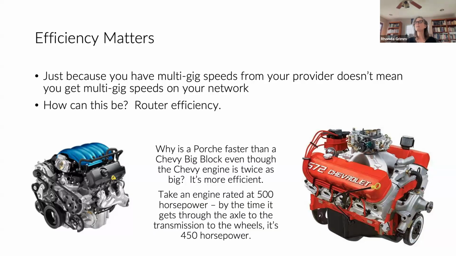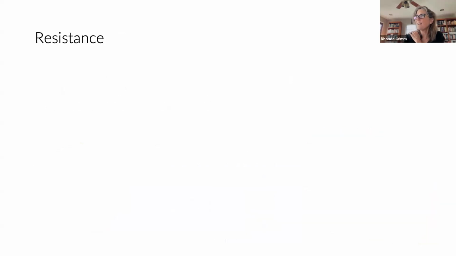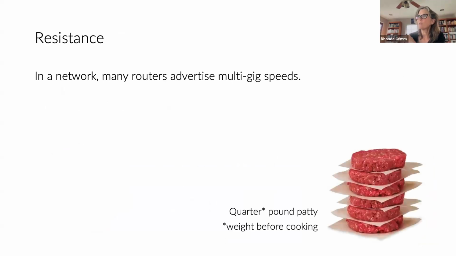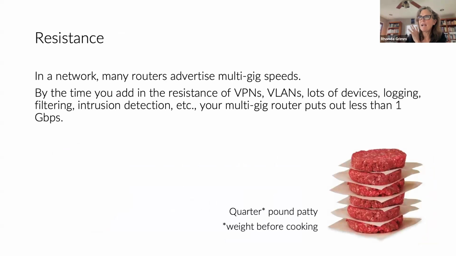Just because an engine's rated at 500 horsepower, by the time it gets through the transmission, the axle, and to the wheels, you've cut out 50 horsepower already, probably more. And why is that? Because of resistance. Many routers on the network will advertise multi-gig speeds. It's kind of like the quarter pounder, it's weighed before cooking. By the time you add the resistance of VPNs and VLANs and all these devices and logging and filtering and intrusion detection, your multi-gig router puts out less than 1 gigabit per second.